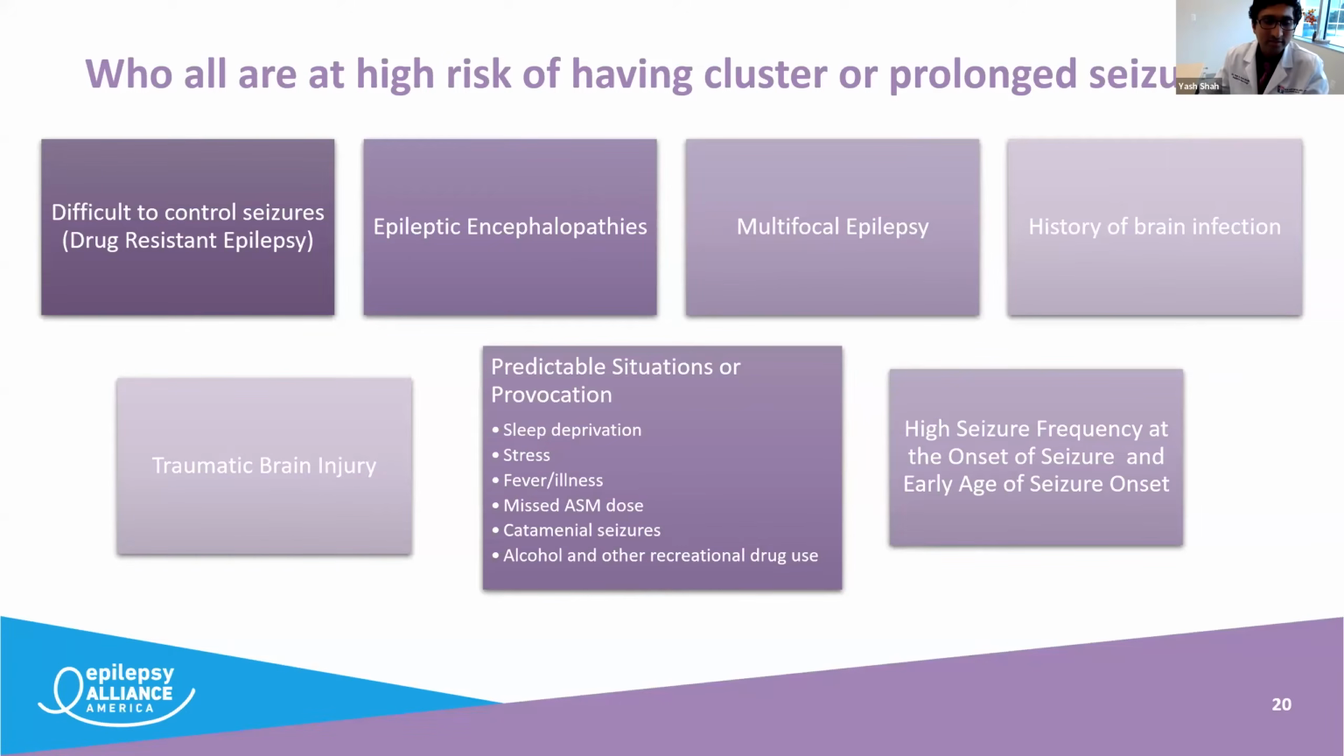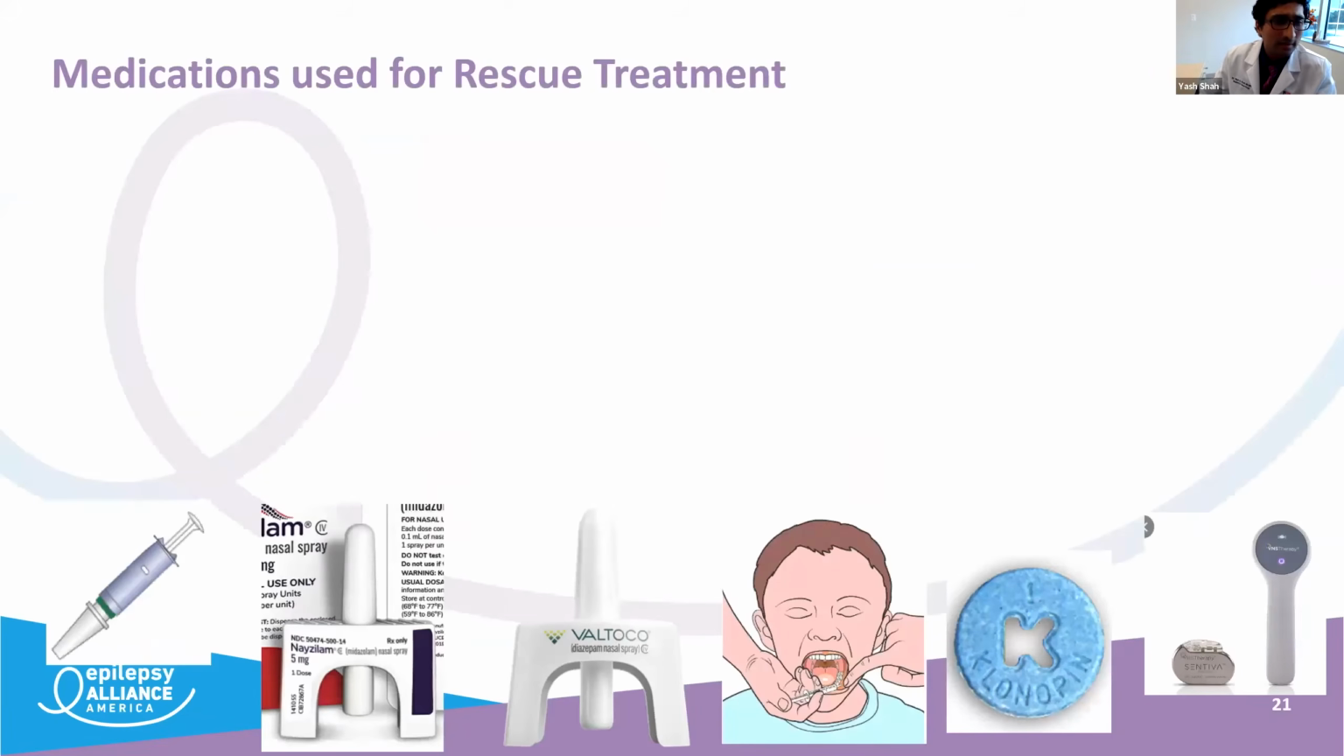Catamenial seizures are seizures that happen around the time of menstruation, and can sometimes increase the risk of having prolonged seizures. Again, alcohol and other recreational drug use can also increase the risk. So what are the medications that we use for rescue treatment?